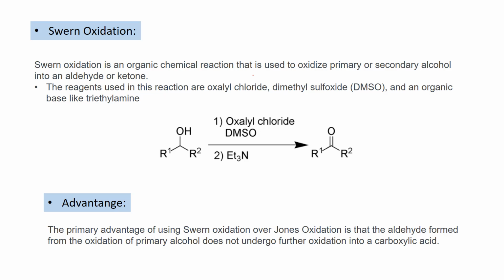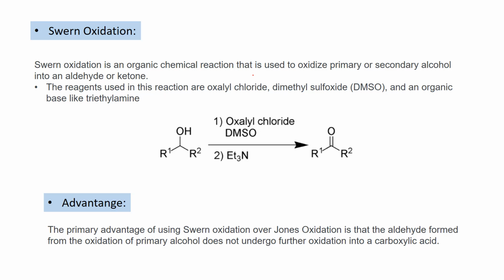So next we will discuss Swern oxidation. The Swern oxidation is an organic chemical reaction that is used to oxidize primary and secondary alcohol into aldehyde and ketone. The reagents used in this reaction are oxalyl chloride, dimethyl sulfoxide, and an organic base like triethylamine. So what is the advantage? The primary advantage of using Swern oxidation over Jones oxidation. Jones oxidation we will discuss after this.